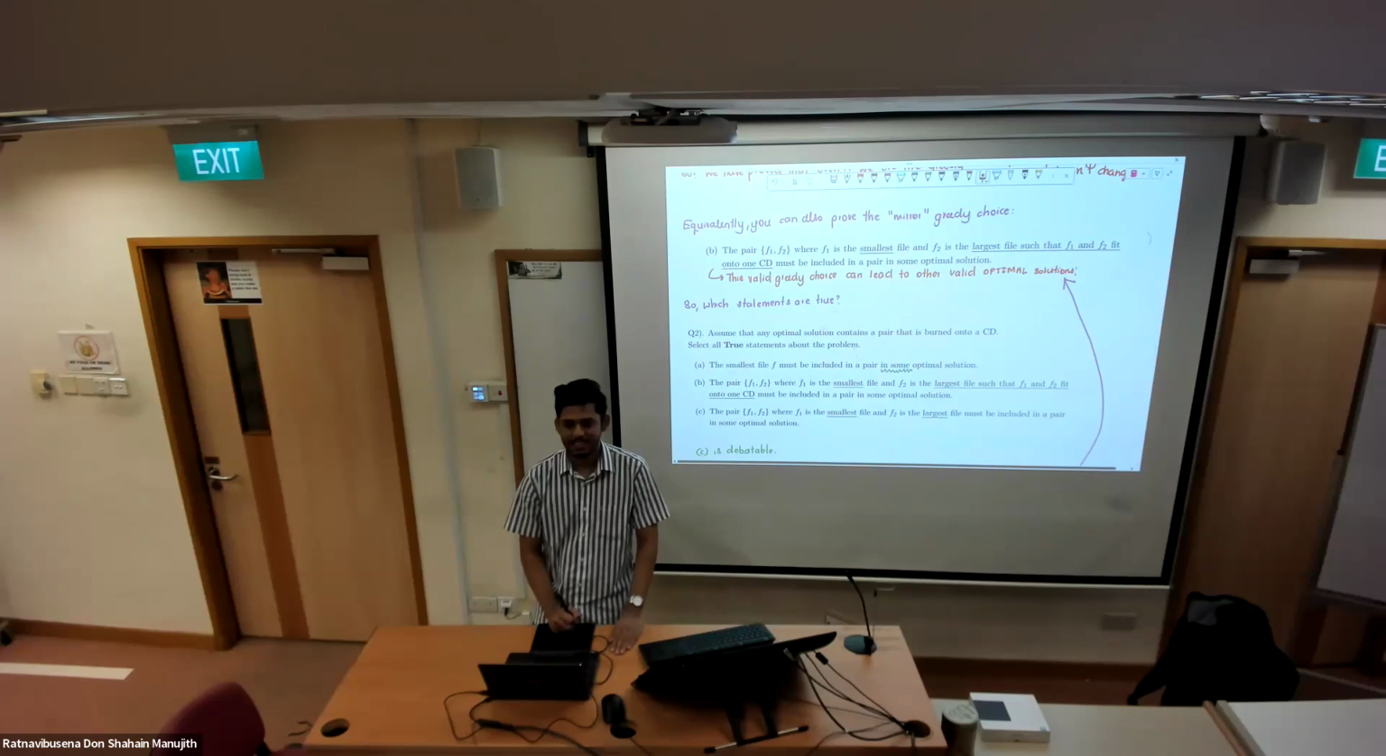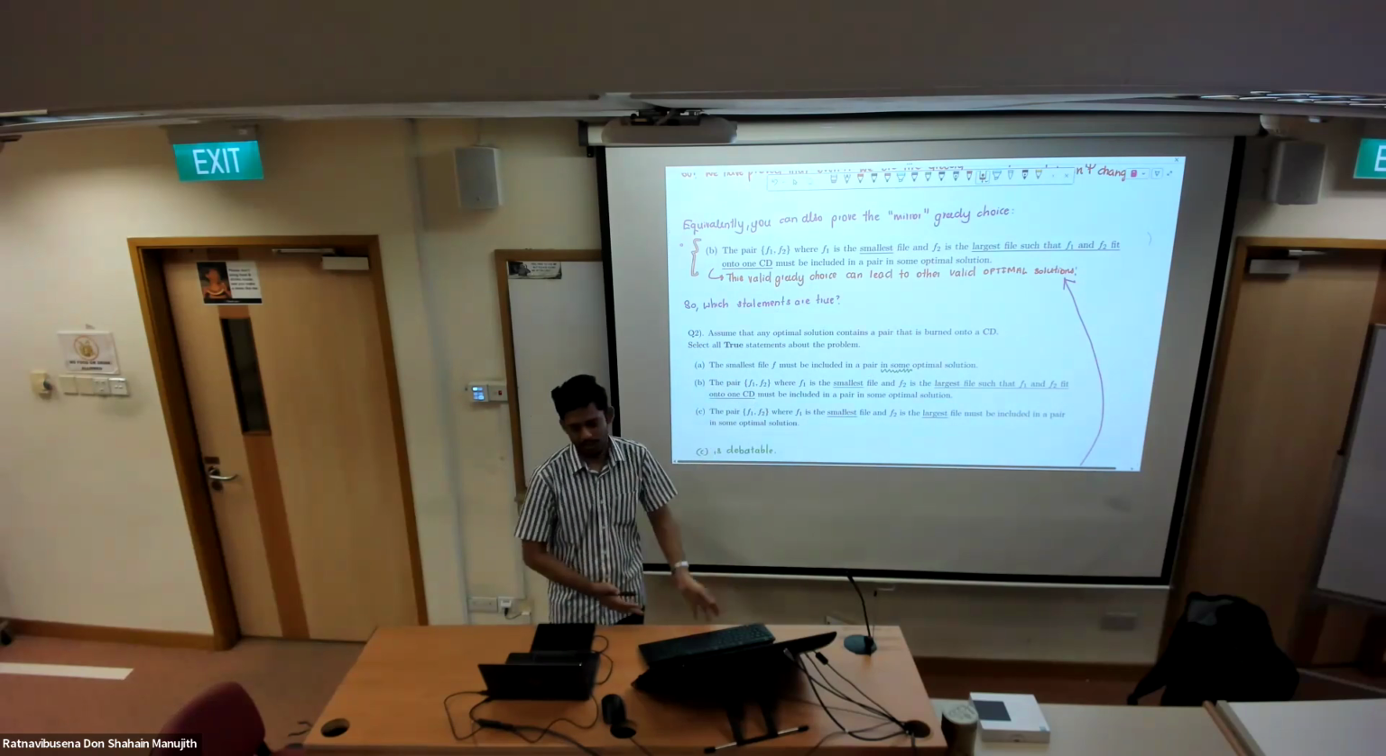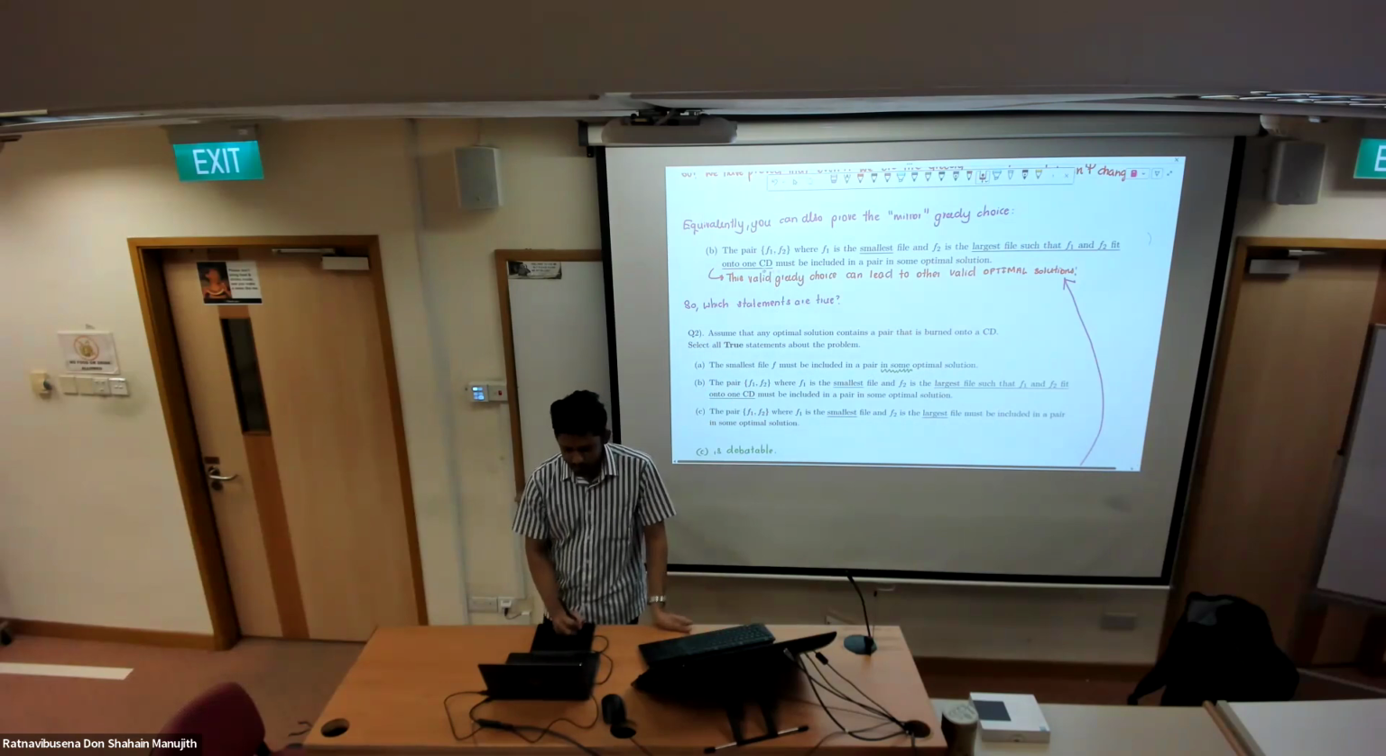This is the greedy step, right? We are going to look at this solution to solve the problem. Previously I talked about choosing the largest file and then the largest file that fits with it, and putting them on a CD. But here let's look at this alternative solution. In this one, we choose the smallest one and the largest file that fits with that guy and put them on the same CD. Then in some optimal solution, of course the smallest file must be included in a pair. Why?